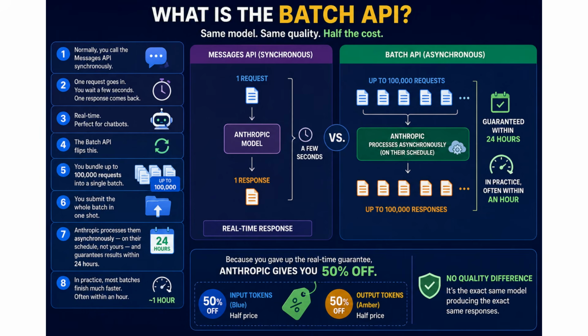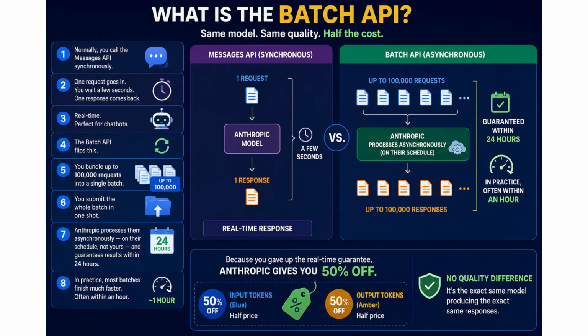Normally, you call the Messages API synchronously. One request goes in, you wait a few seconds, one response comes back. Real time, perfect for chatbots. The Batch API flips this. You bundle up to 100,000 requests into a single batch. You submit the whole batch in one shot. Anthropic processes them asynchronously on their schedule, not yours, and guarantees results within 24 hours. In practice, most batches finish much faster, often within an hour.